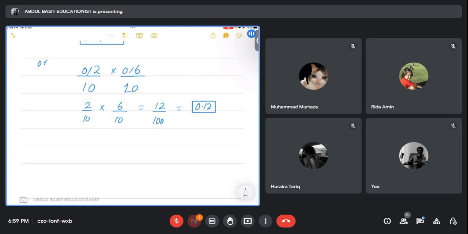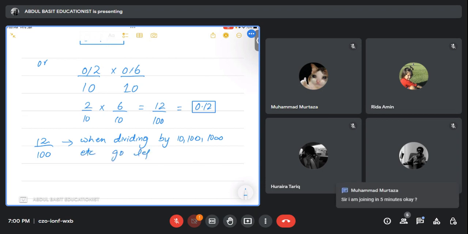So for 12 divided by 100, I'm writing a note. When dividing by 10, 100, 1000, etc., go left with the point. Okay, go left with the point.